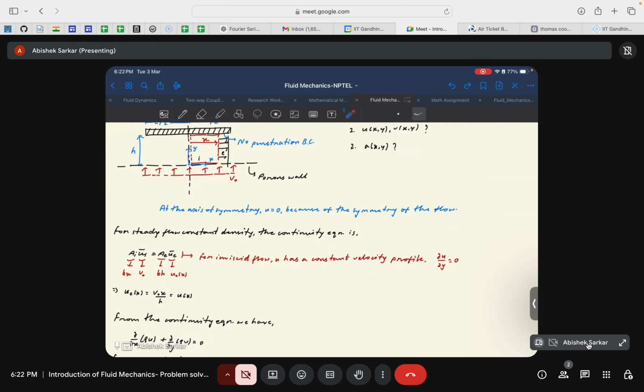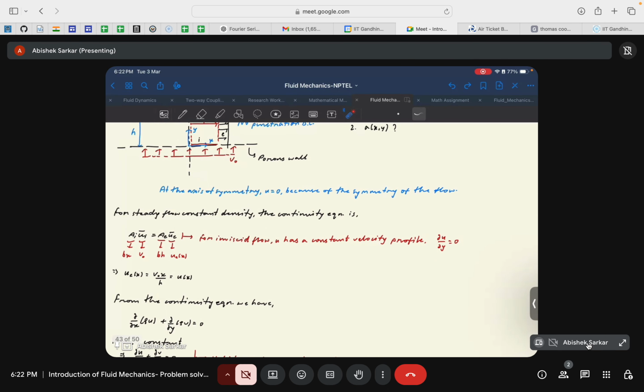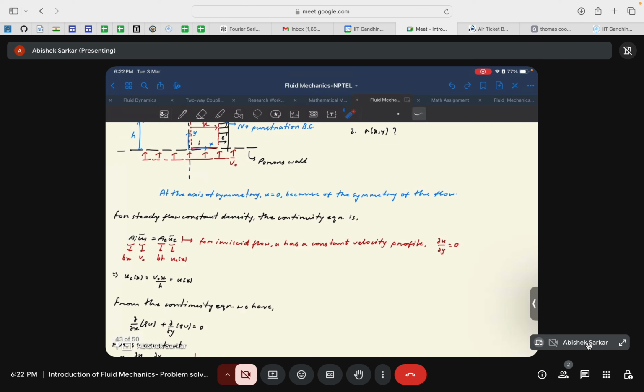So let us first try to understand what the things are that are unknown and that need to be found out. Okay, since the flow is steady with constant density, the continuity equation reduces to this form. It is the integral form, of course. It is A_I U_I at the inlet equal to A_E U_E at the exit, where U_I and U_E are the average velocities.